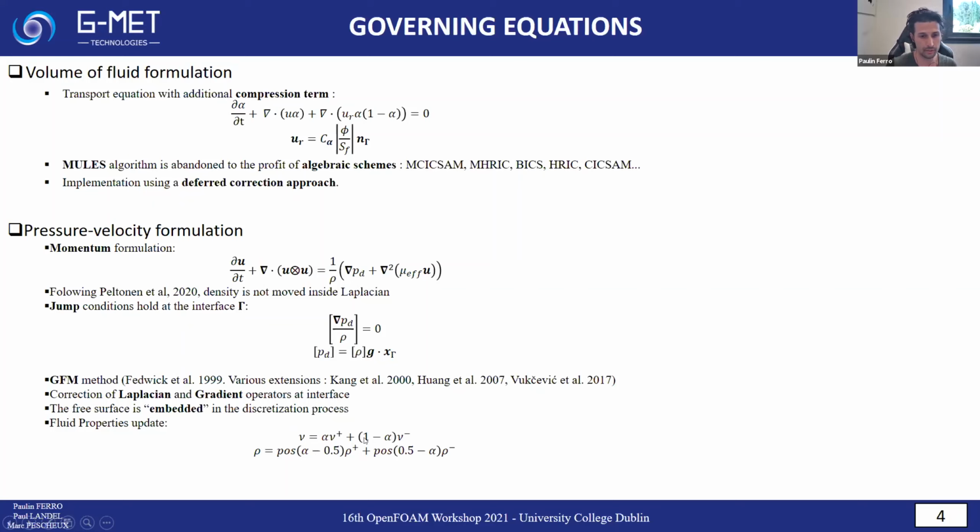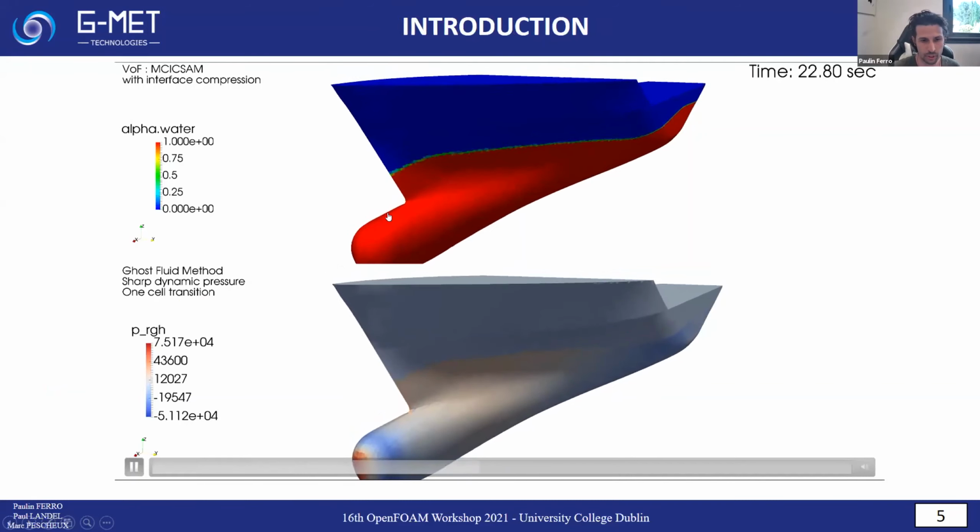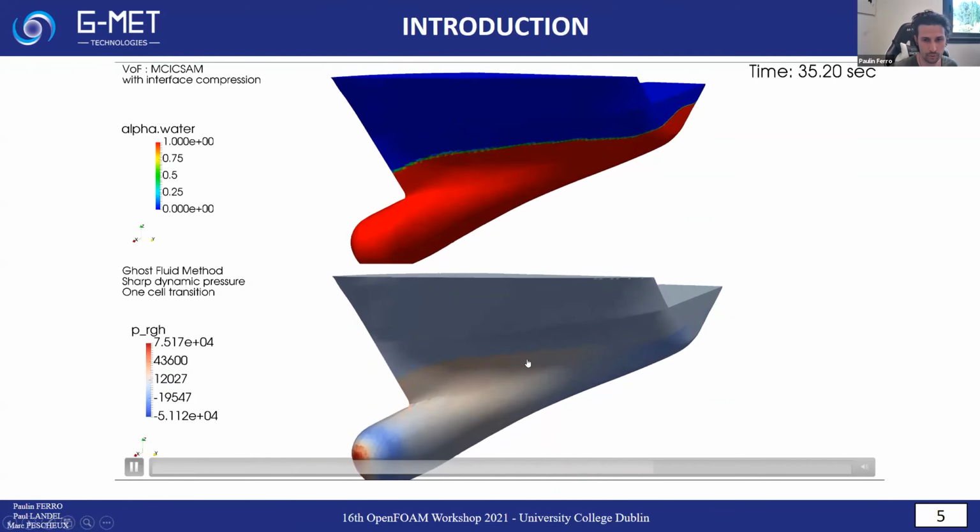As for interFoam, for the viscosity and for the density, we enforce a sharp transition at the interface. So here is an example for the full-scale KCS. You see for the VOF, this is very sharp, no smearing. And for the dynamic pressure field, we have a one-cell transition due to the Ghost Fluid Method treatment.